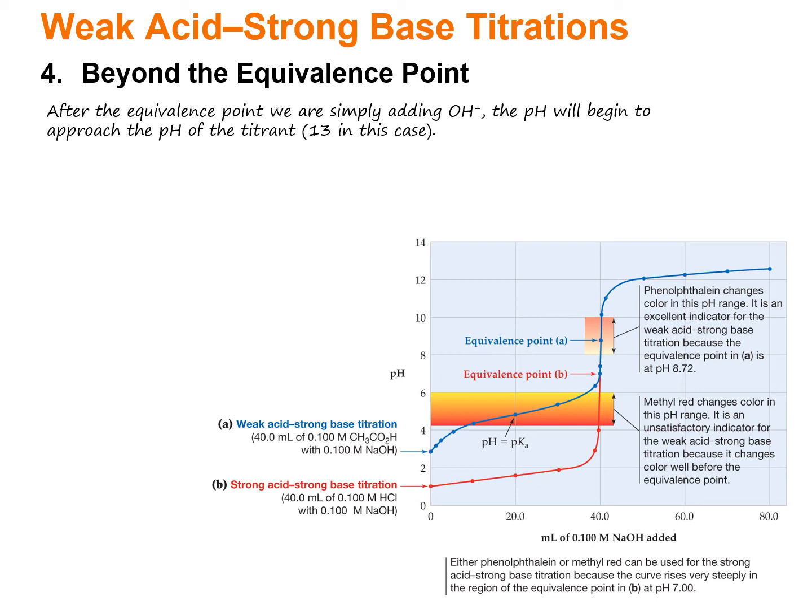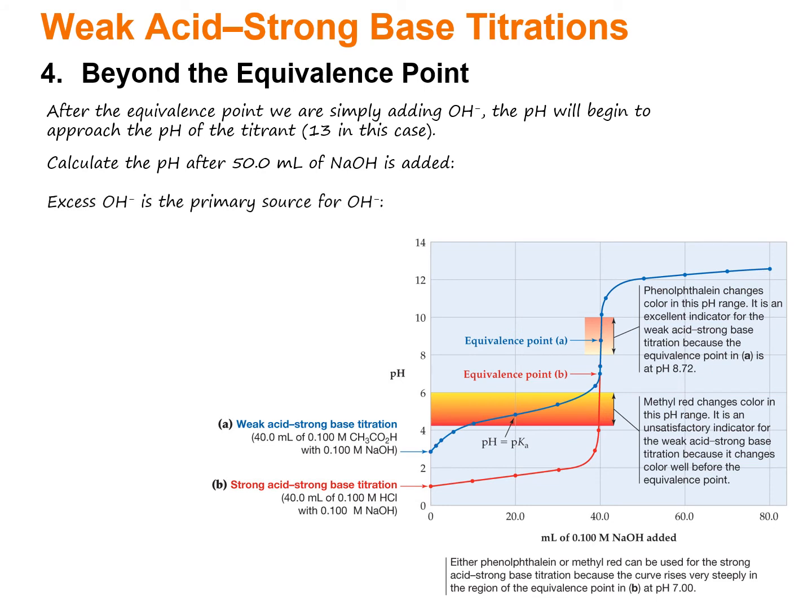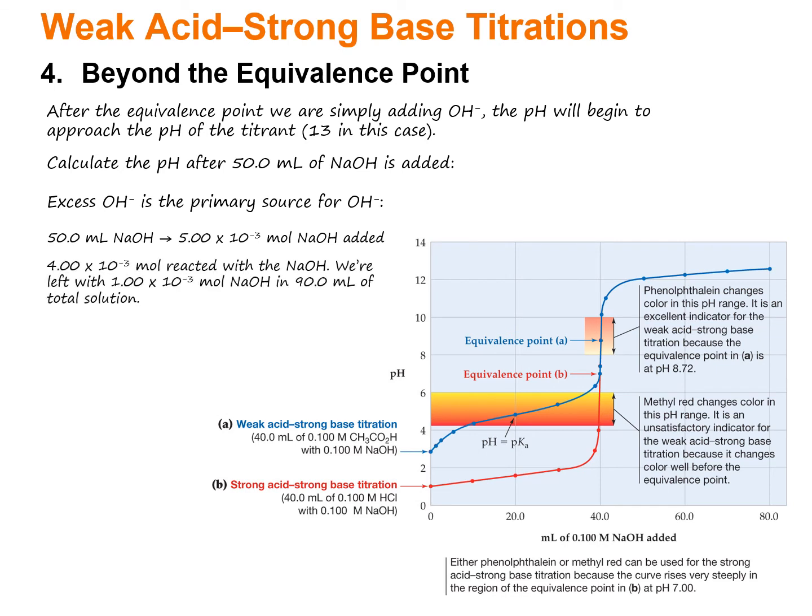And so if we calculate the pH after adding 50 milliliters of sodium hydroxide, where excess hydroxide is our primary source, 50 milliliters gives me 5 times 10 to the minus 3 moles of sodium hydroxide added. We know we had 4 times 10 to the minus 3 moles of acetic acid to start with. We've neutralized all of that, so we now have an excess of 1 times 10 to the minus 3 moles of hydroxide in what is 90 milliliters of solution at this point.